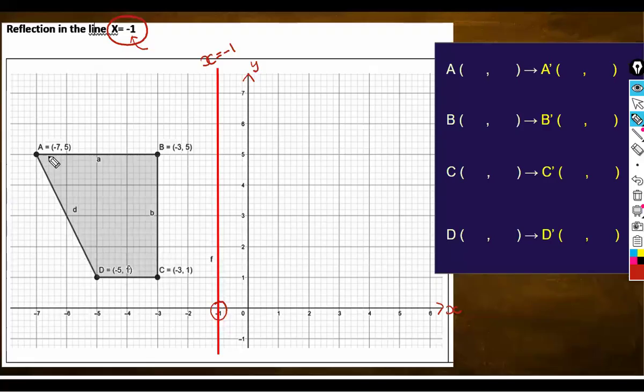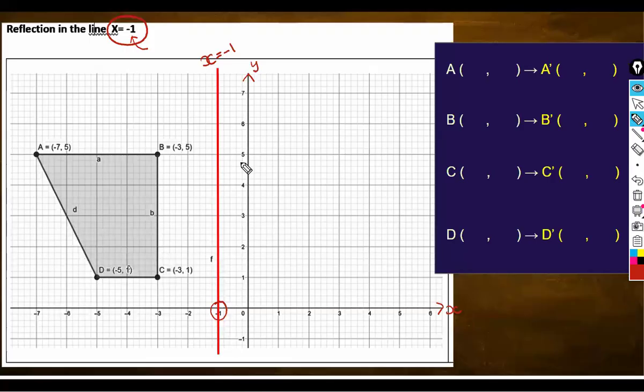Now, when you want to reflect something in a line that's not one of the standard lines, like an x-axis or a y-axis, unfortunately, you have to use a kind of common sense method. Remember, how does a mirror work? If you are standing 2 meters away from a mirror, then inside the mirror, on the other side, you look like you are standing 2 meters inside the mirror. In other words, the distance from the mirror on one side is equal to the distance on the other side.